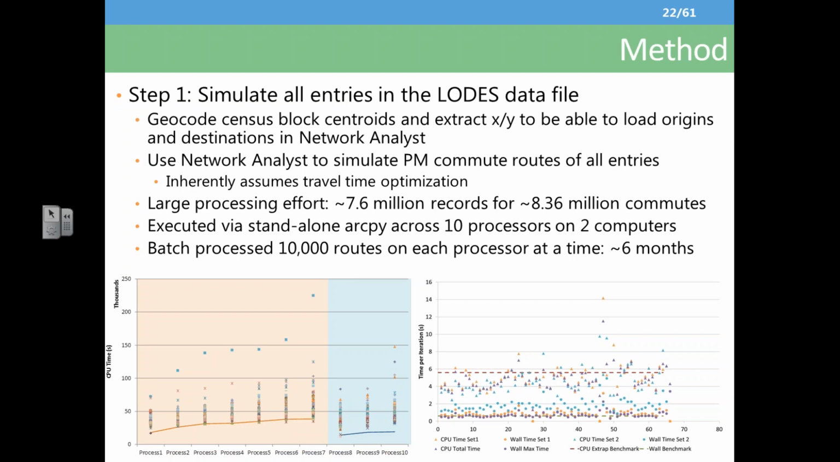So there were about 7.6 million records that represented almost 8.4 million different commutes in the data set available. And just for the techies, what we did is we executed this in ArcPython on 10 separate processors on 2 different computers because that was just what was available to us. And we would batch process 10,000 routes at a time. And so this took us 6 months. We essentially made 760 different files that each file has 10,000 simulated routes in it. And on the bottom, these are kind of our individual CPU times, and if you took a look at this later on, you can easily see why we ended up taking 6 months to do this.